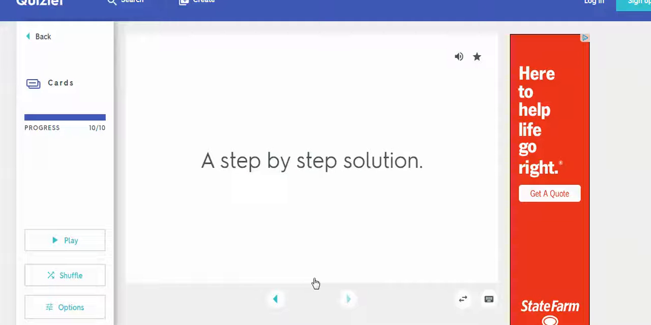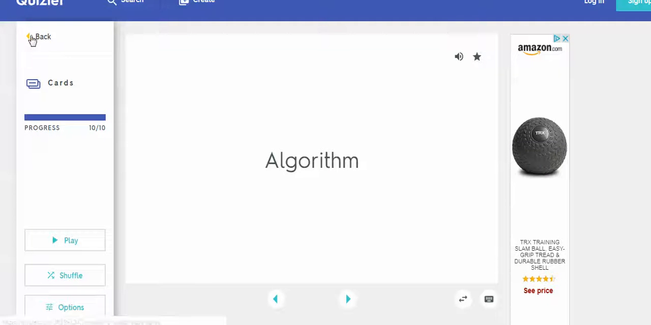Step-by-step solution. A step-by-step solution, how you solve something, like division. There's a step-by-step process. Begins with A. Algorithm. All right, so that's one thing.